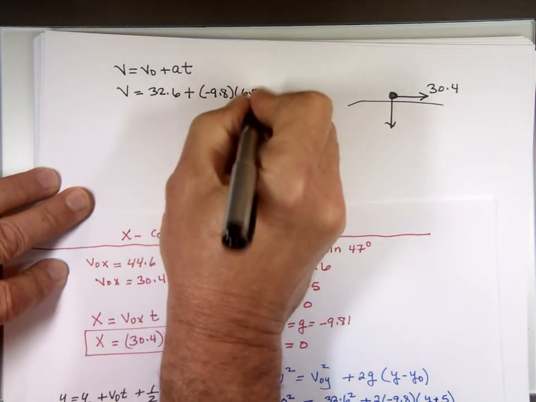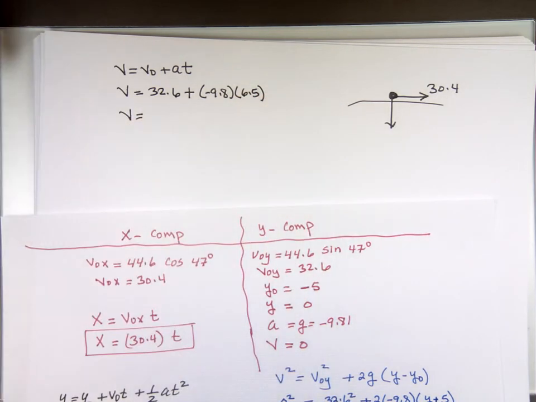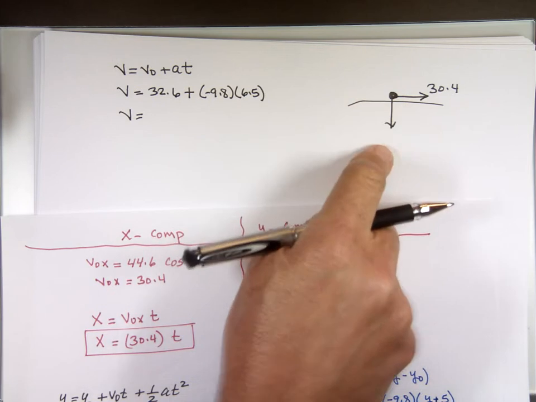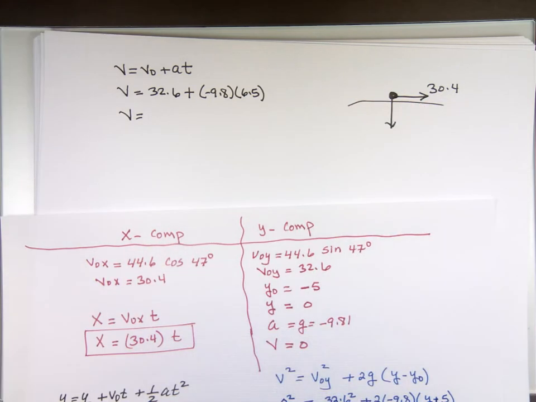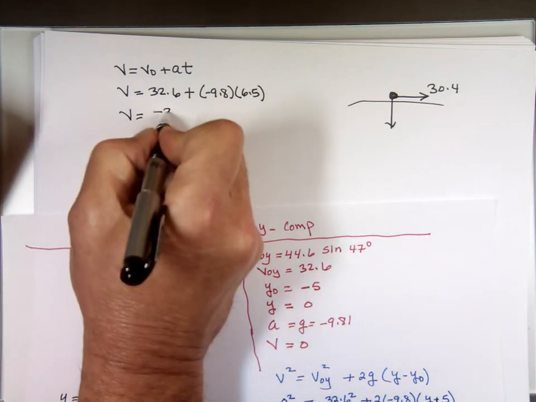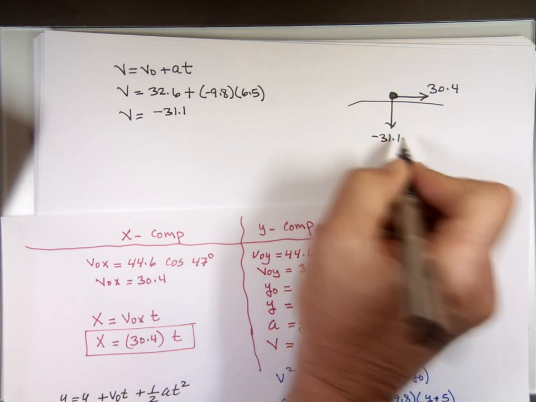I'm trying to find the velocity in this direction. We know the velocity in the x direction, that never changes. That's always the same. Sorry, I had them confused. It's all right. If you knew the answer to it, you wouldn't be here. Negative 31.1, is that what you got? Yep. So the velocity in the y direction was a negative 31.1.